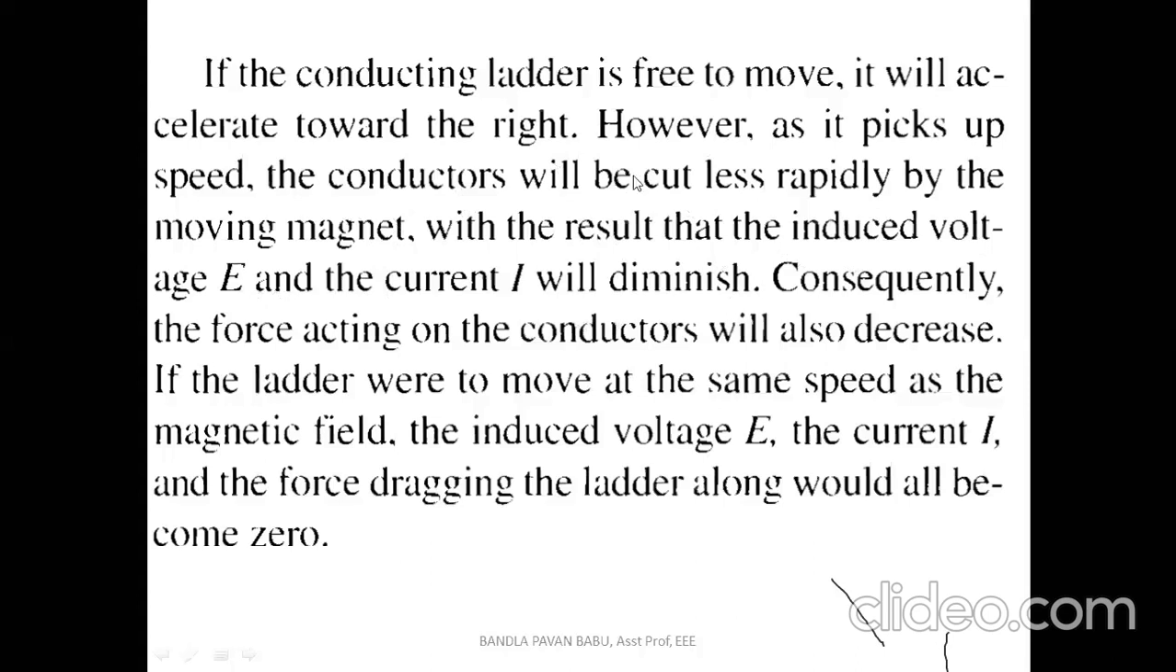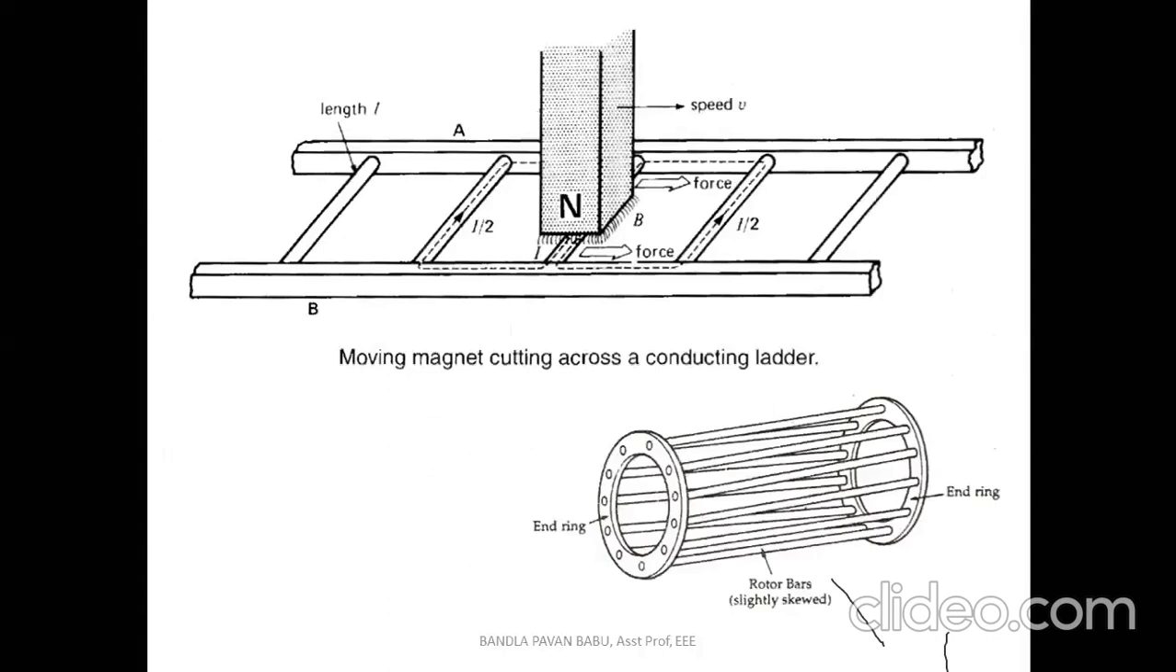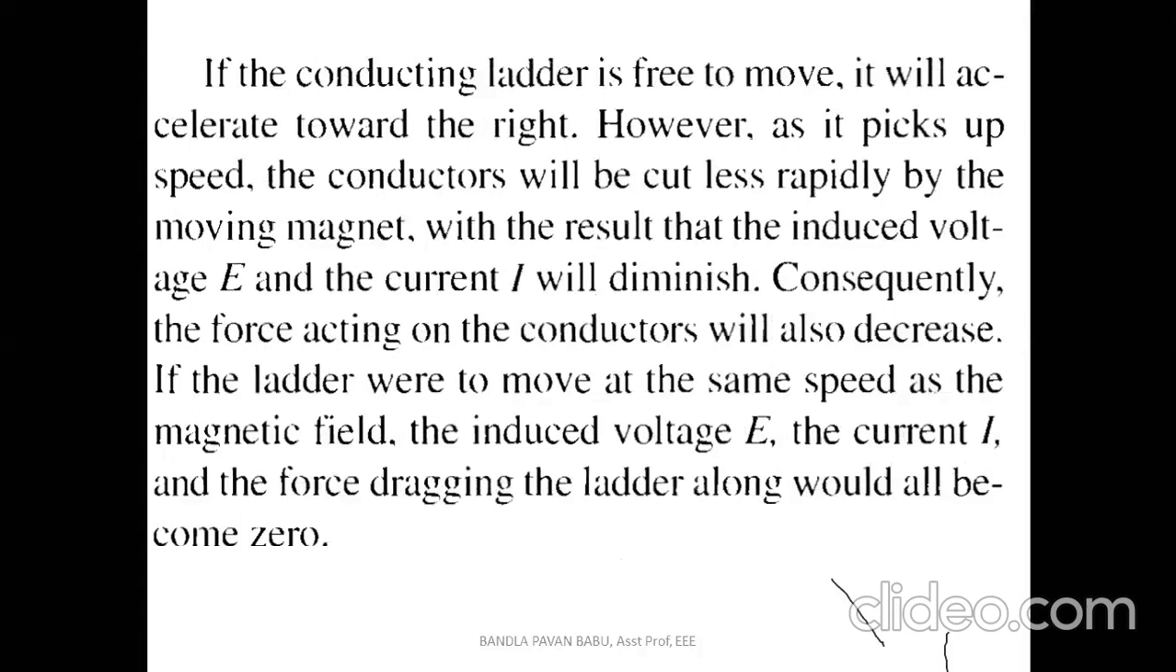So what does it mean? Soon after the rotor starts rotating, that means here we are moving this ladder also along with the permanent magnet. Then the conductors are cut less rapidly by the moving magnet. Because if two objects are moving at the same time, the amount of flux cut will be less. So that is the exact point: if the two objects are moving at the same instant, then the magnetic flux cut by the conductor will be less.